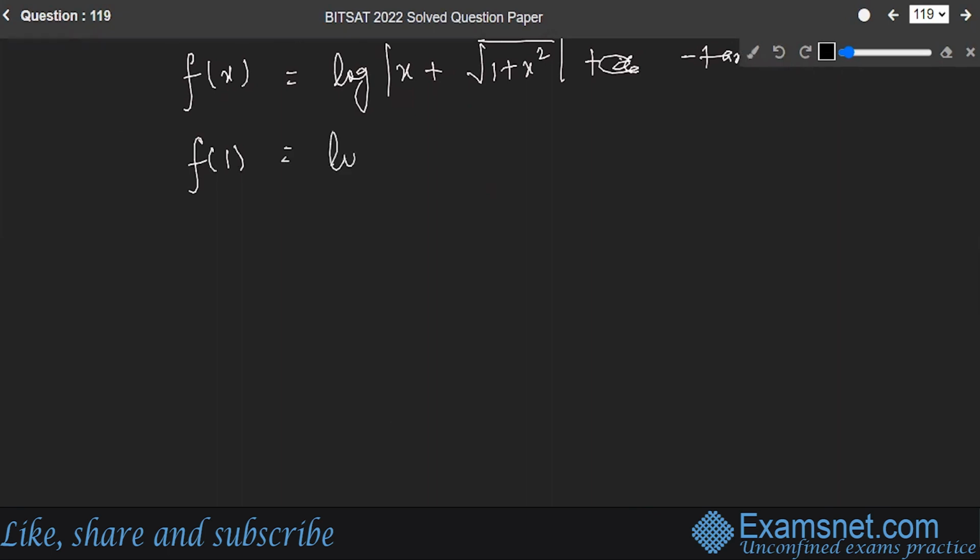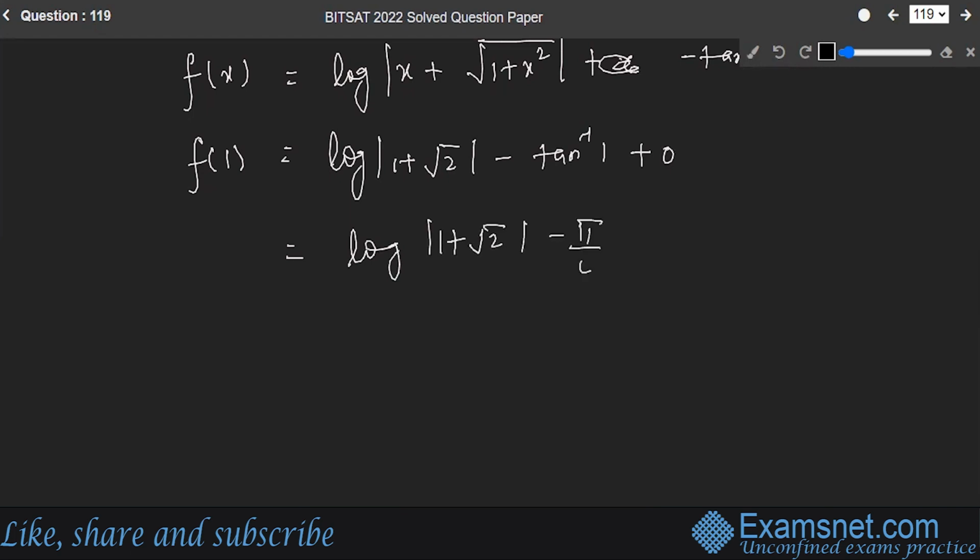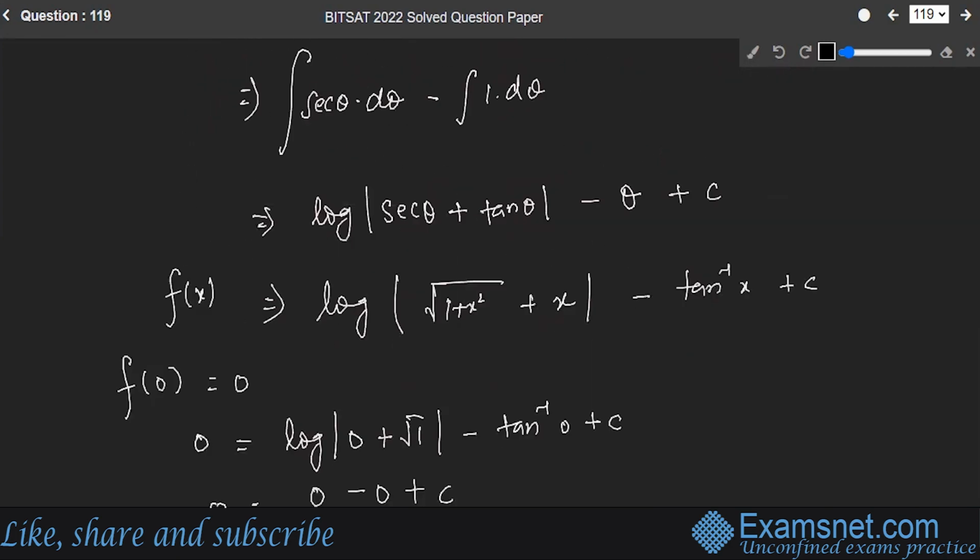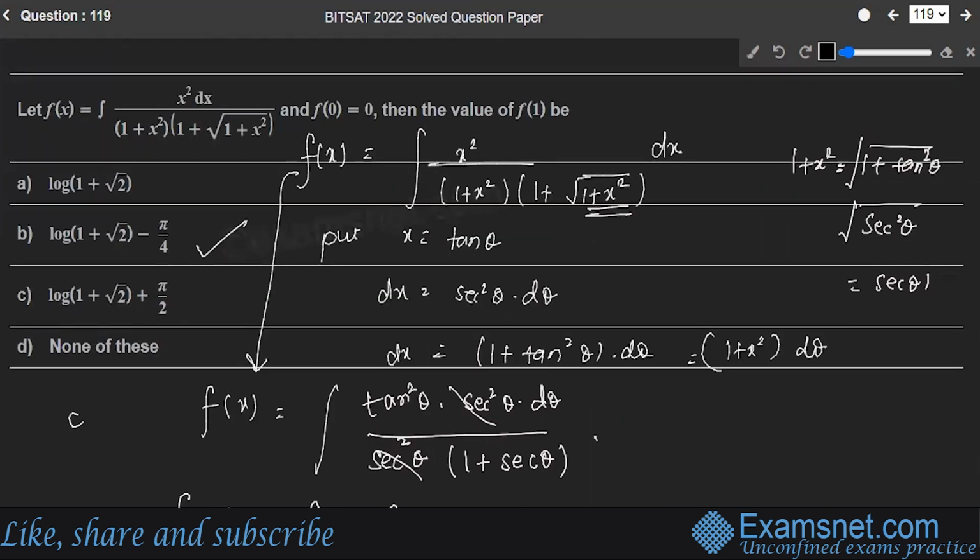So this is equal to log of (1 plus root of 2) minus tangent inverse 1 plus 0, or this becomes log of (1 plus root 2) minus pi by 4. So this is your option B. This is the correct answer to the question. Hope you got that. Let's move to the next question now.